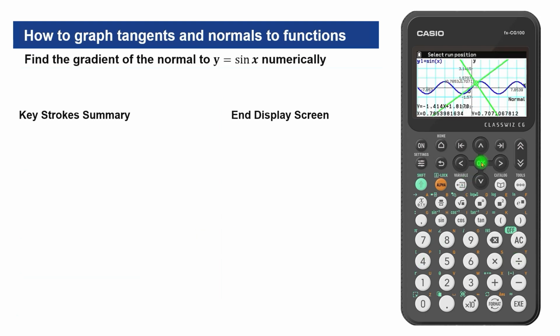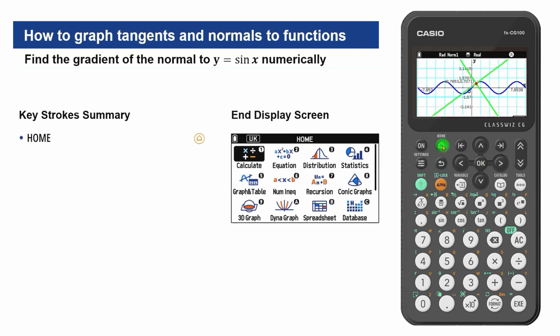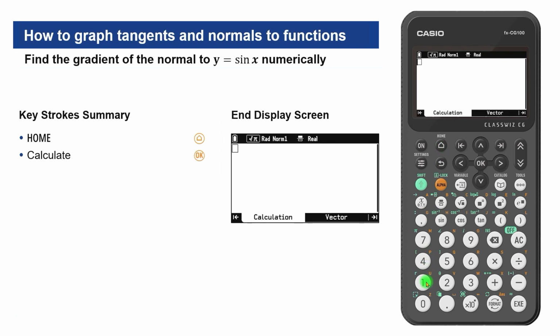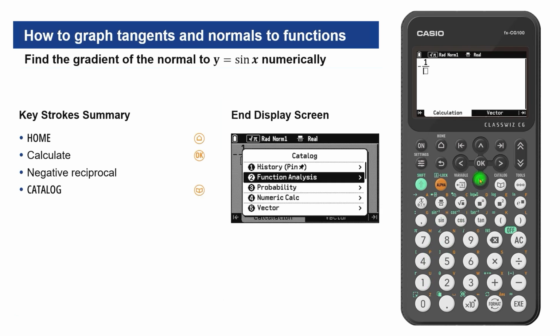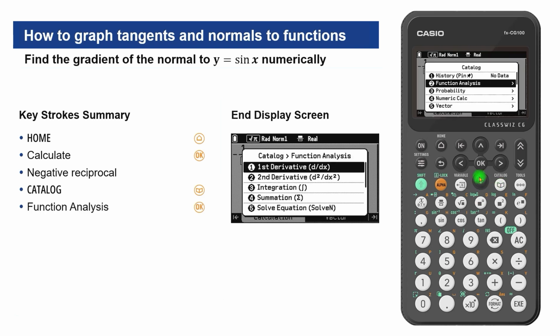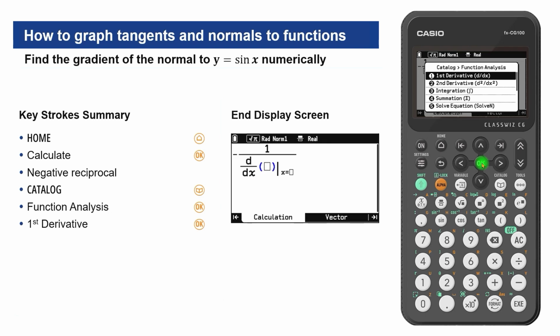To find the equation of the tangent or normal exactly, it is useful to differentiate numerically. From Home, select Calculate. For the gradient of the normal, enter the negative reciprocal using the fraction template. To use the differentiation template, press Catalog and select Function Analysis. Then select the first derivative d dx. This opens a template where the function and x values can be entered.